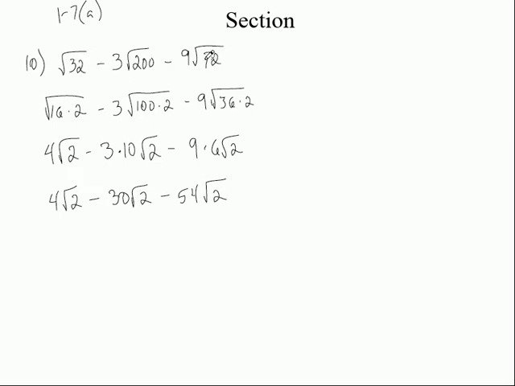Remember what I said up here? We couldn't add them up because we didn't have any like terms. But now we do. This is square root of 2. This is square root of 2. This is square root of 2. So now we can add them up. So let's do this. Let's go. This is easy, right?